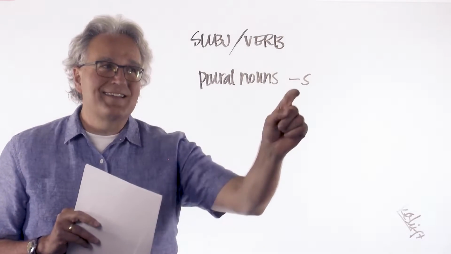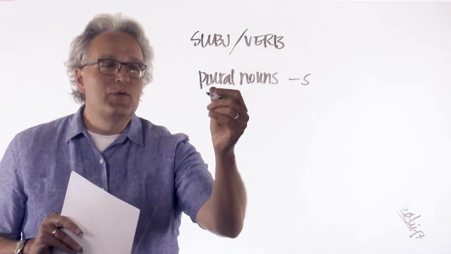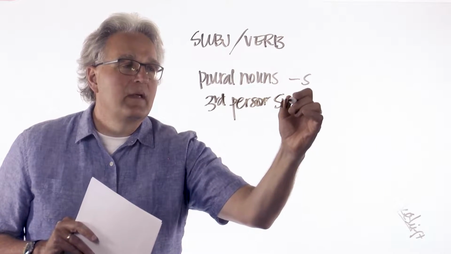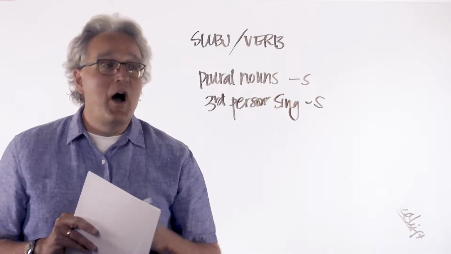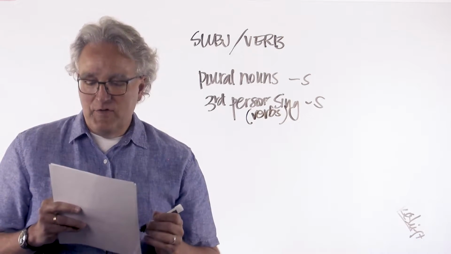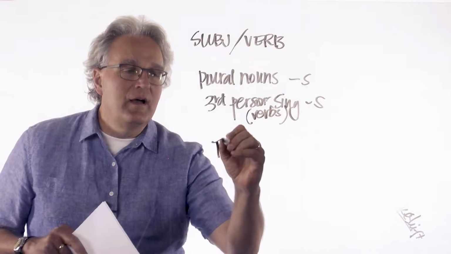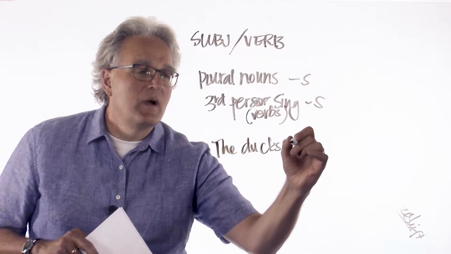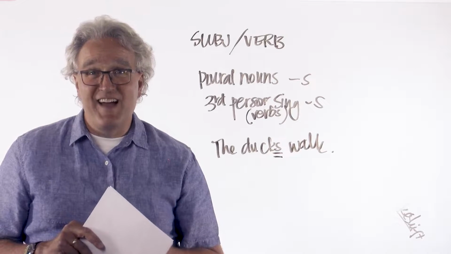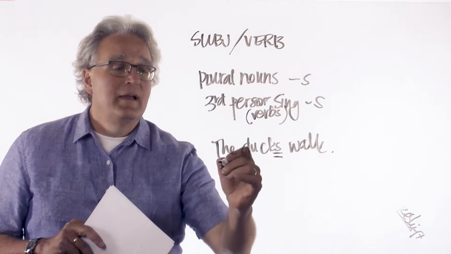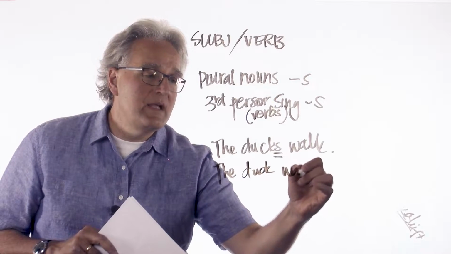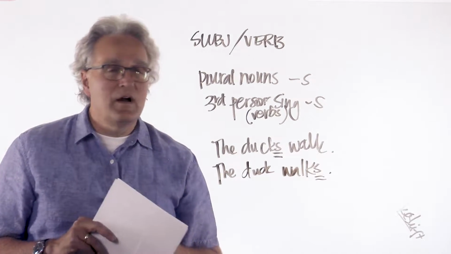But we also have the exact same morpheme that we use for third person singular. All right, so the same one on verbs, right? This is when we're talking about verbs. All right, so for example, if I say the ducks walk, then I've got a plural S on duck, so the ducks walk, and then if I have just one, the duck, it's going to be walks. All right, the duck walks.